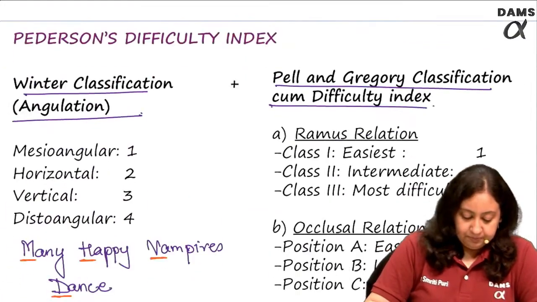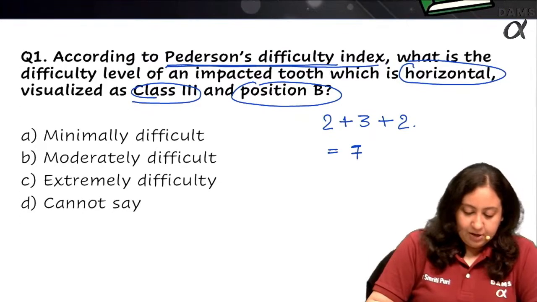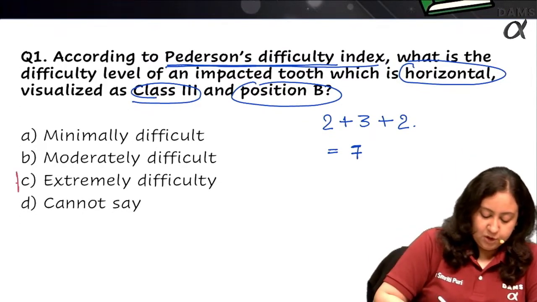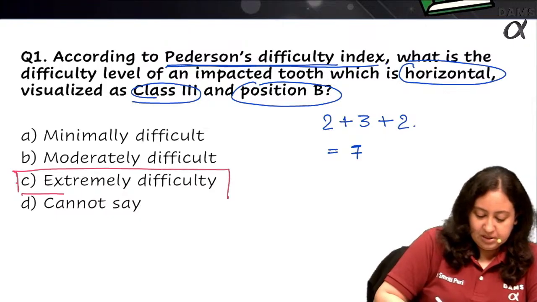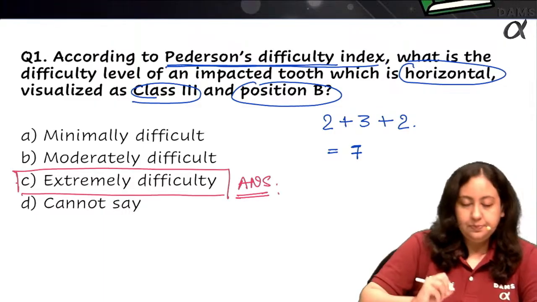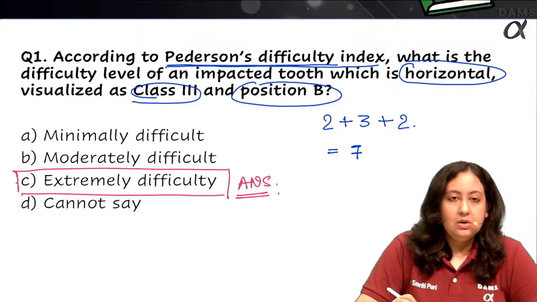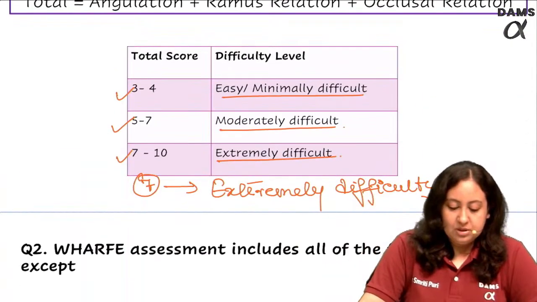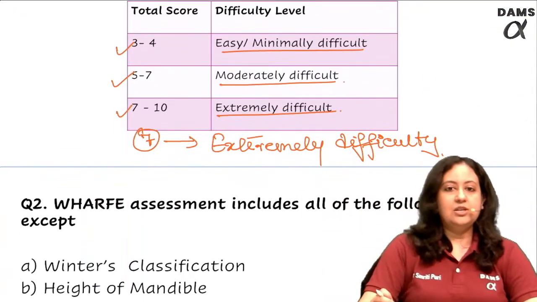Okay, so getting back to our options, option C, extremely difficult, is the correct answer. So I've given you a mnemonic also, I've given you the table also. These are the most important things that you need to remember.